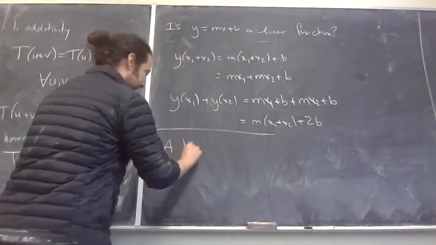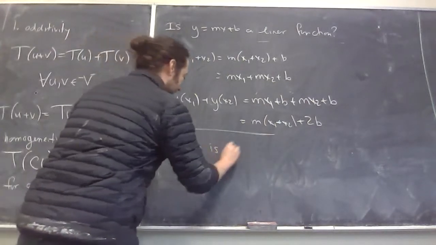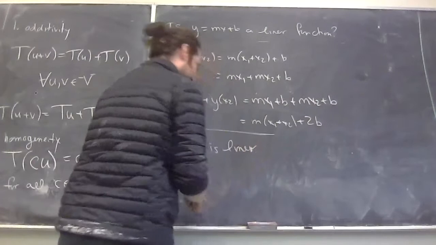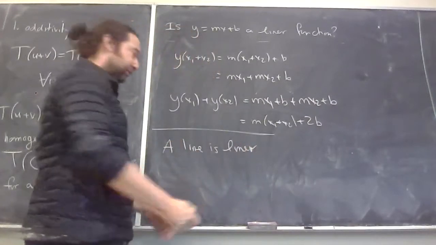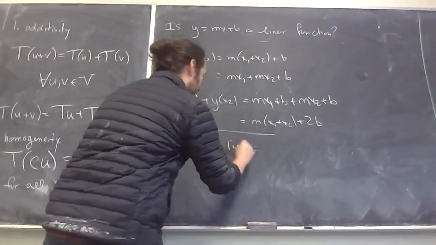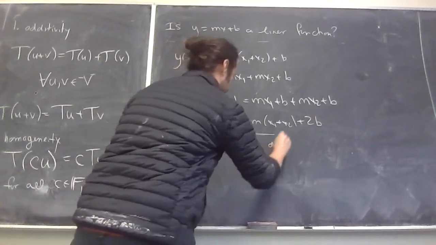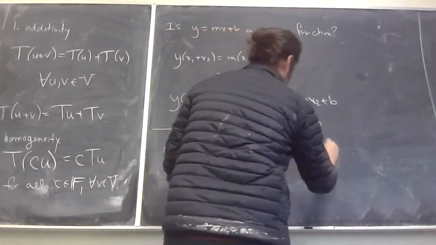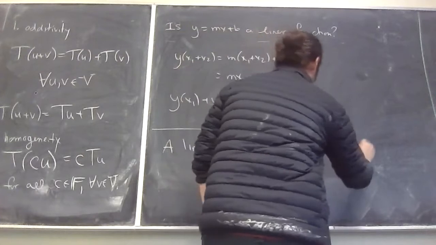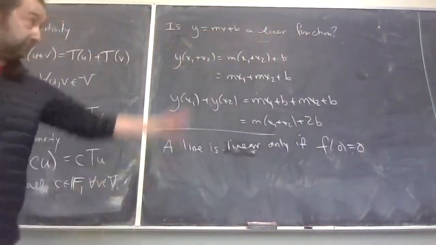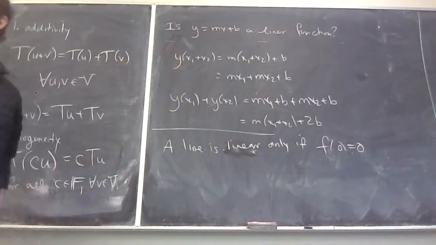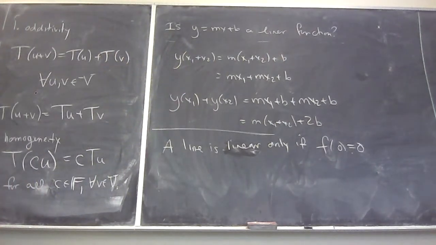A line is linear, I'm just writing that down because it's so absurd, right? A line is linear only if f of 0 is equal to 0, which is going to force the b to be equal to 0. Okay, so lines have to pass through the origin. A linear function is a function that maps the origin to itself.